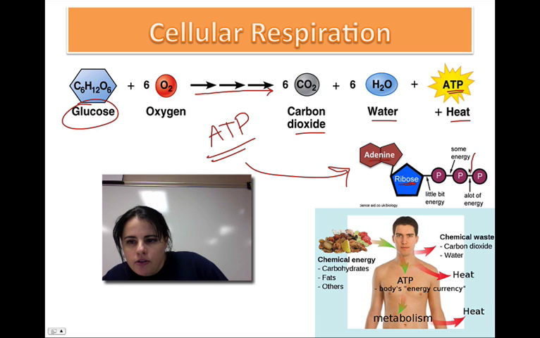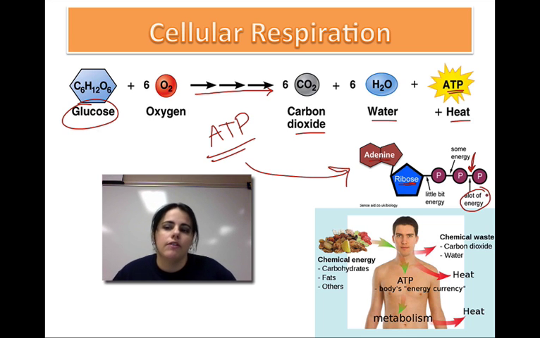Now, your body uses the energy when it breaks off this 3rd phosphate right here. When it breaks it off, it releases a whole lot of energy that your body is able to use to do all of its processes, and that's why this molecule is so incredibly special.